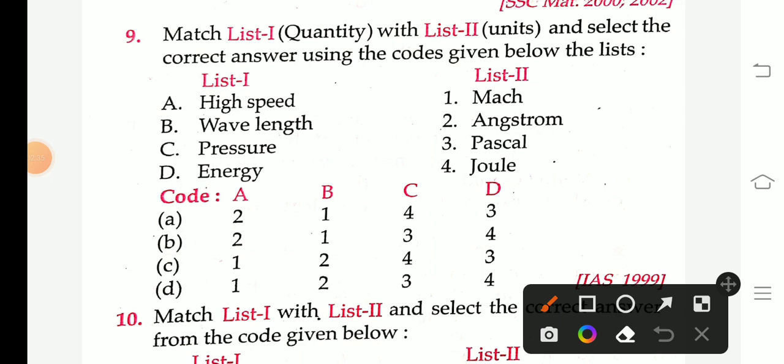Match one quantity with these two units. Select the correct answer using the codes given below the list. High speed, Mach; wavelength, angstrom; pressure, pascal; energy, joule. Which one is D?